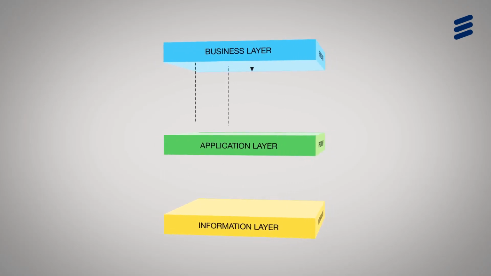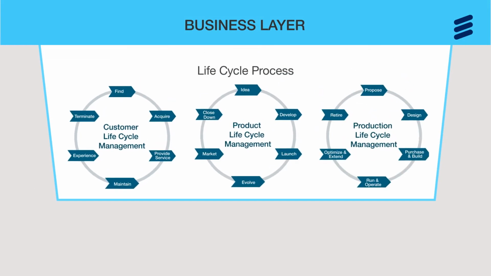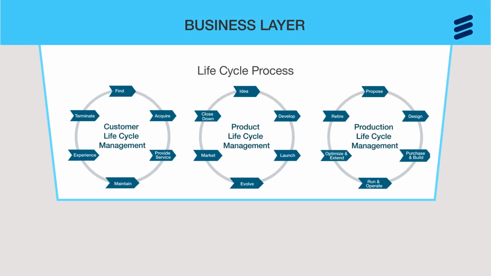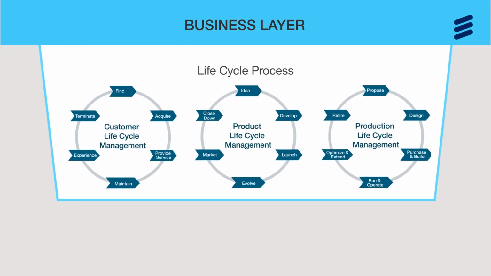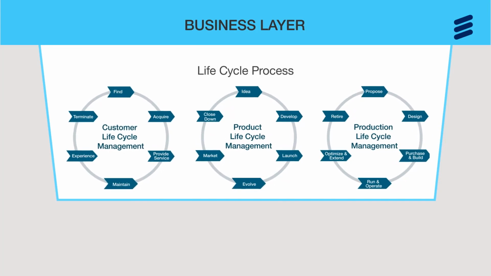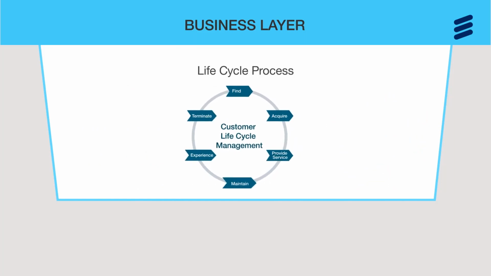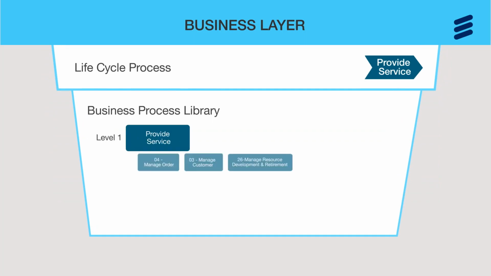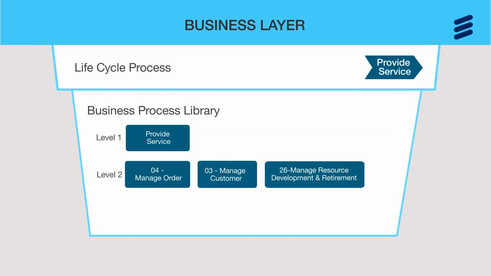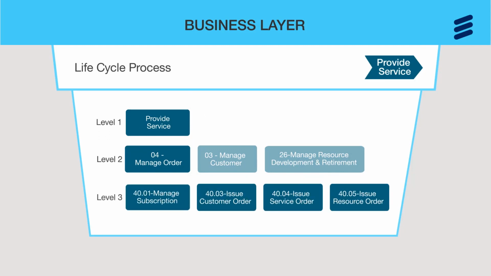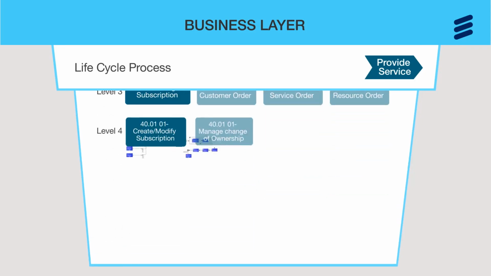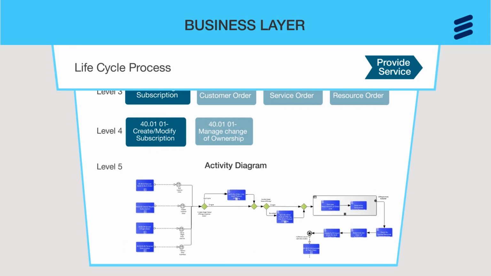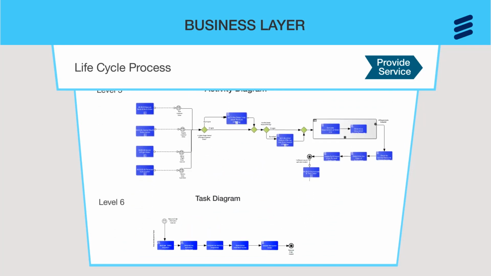Let's now look into what is there in the business layer. Lifecycle process. We have 3 different lifecycle process: customer, product, and production. Each lifecycle consists of multiple stages. What are these stages? Let's take an example of provider service. Provide service is further decomposed into several layers of business processes. Level 1, Level 2, Level 3, so on and so forth. Finally, we will end up in an activity diagram, which explains what a business process is up to. A complex activity is further broken down into task diagrams.